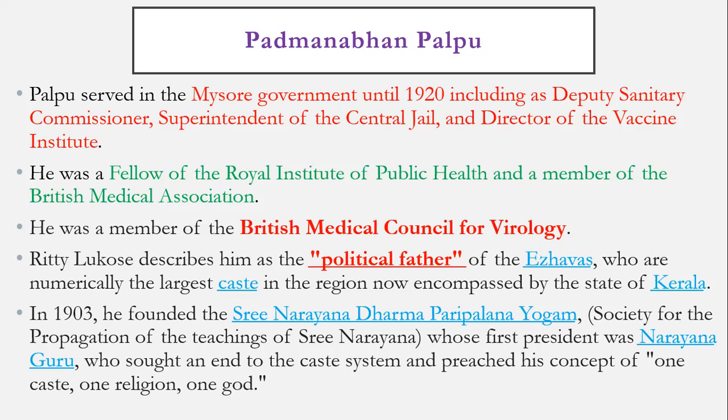A.T. Glucose described him as the political father of the Ezhavas, who are the largest caste in the region, now in the state of Kerala. In 1903, he founded the Sri Narayana Dharma Paripalana Yogam, Society for Propagation of the Teachings of Sri Narayana, whose first president was Narayana Guru, who sought an end to the caste system and preached the concept of one caste, one religion, one God.